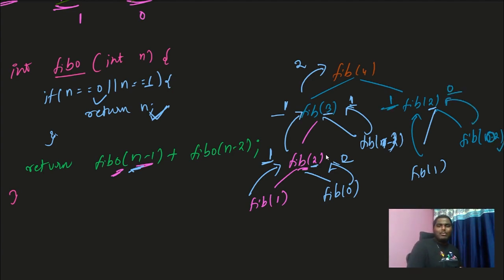So what is 1 plus 0? It's a 1. So I will simply return 1 here. So what is the sum of these values? It's a 3. So if I make a call fib of 4, I will simply return 3 as my answer. Done. So I hope you guys have understood.